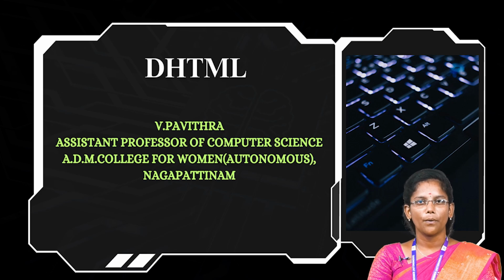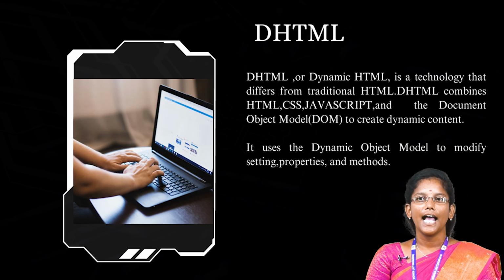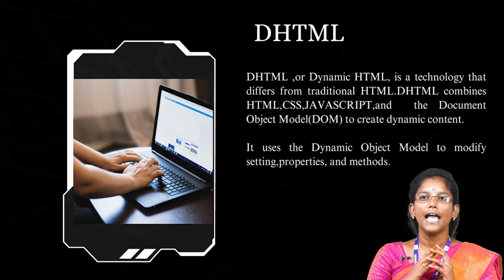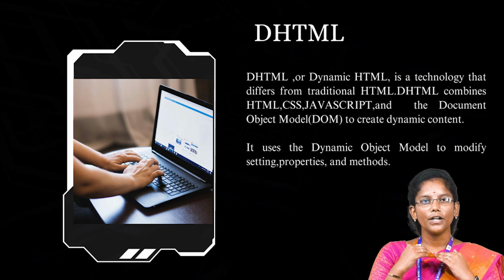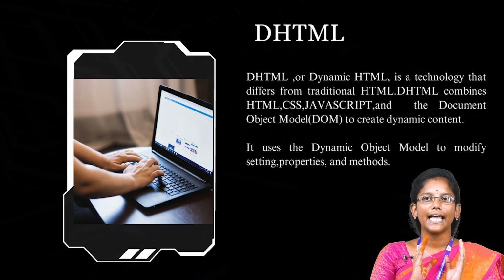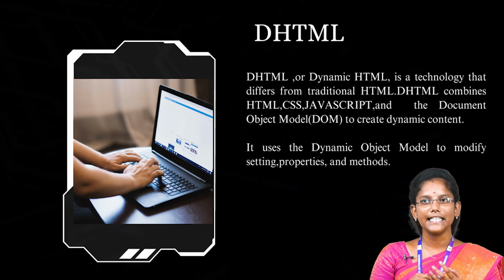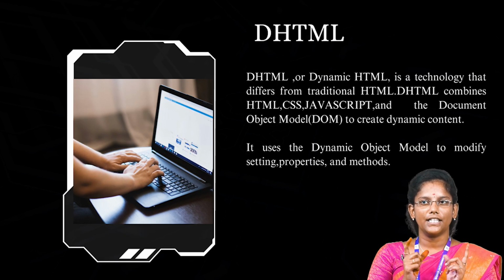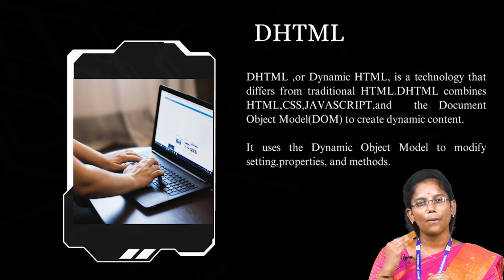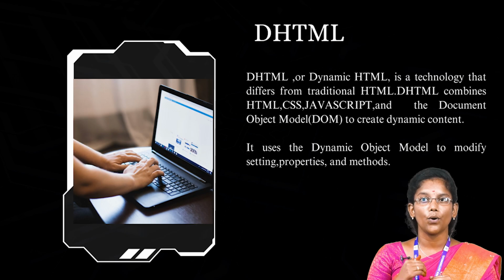First of all, we discuss the topic, DHTML. DHTML, or Dynamic HTML, is a technology that differs from traditional HTML. DHTML combines HTML, CSS and JavaScript, and the Document Object Model, or DOM, to create dynamic content. It uses the dynamic object model to modify settings, properties and methods. Scripting is also an essential component of DHTML, which was part of earlier computing trends. It is supported by some versions of Netscape Navigator and Internet Explorer version 4.0 and higher.